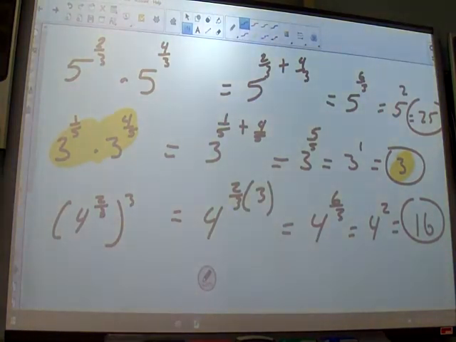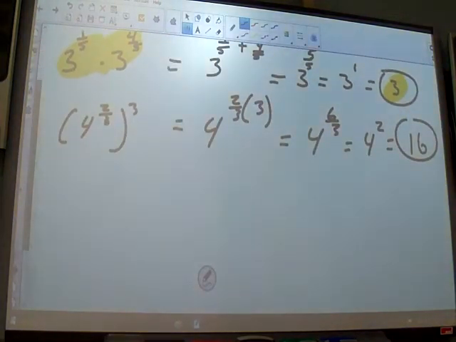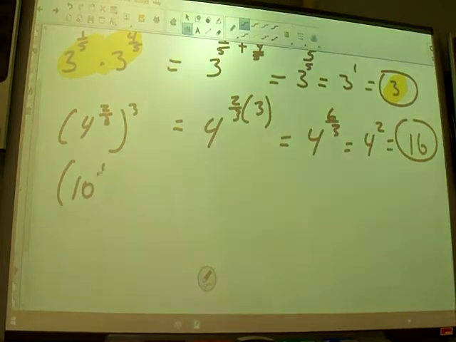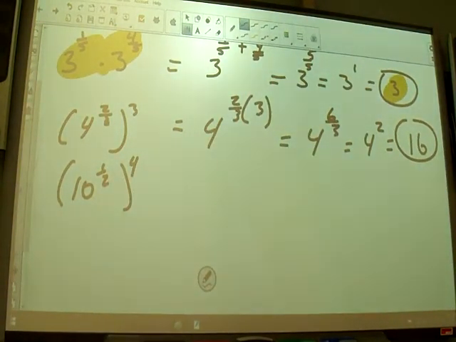Product property, the first two were product properties. Alright, let me give you one of those to try real quick. This one says 10 to the 1/2 to the 4th. So that's just like the one above it that we just did together. Give that one a whirl, see if you can get it figured out.